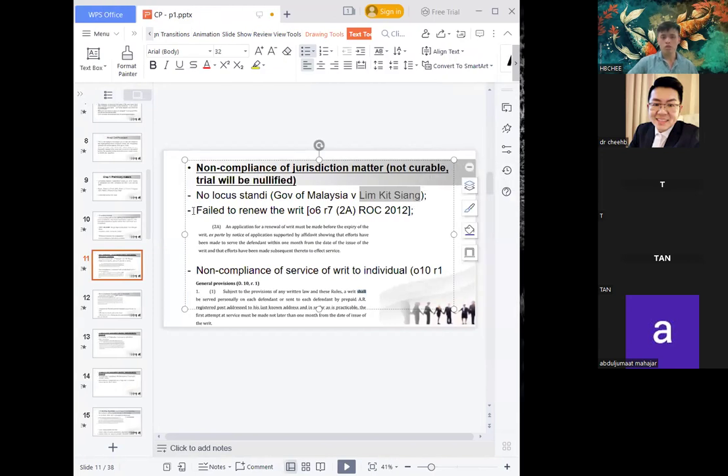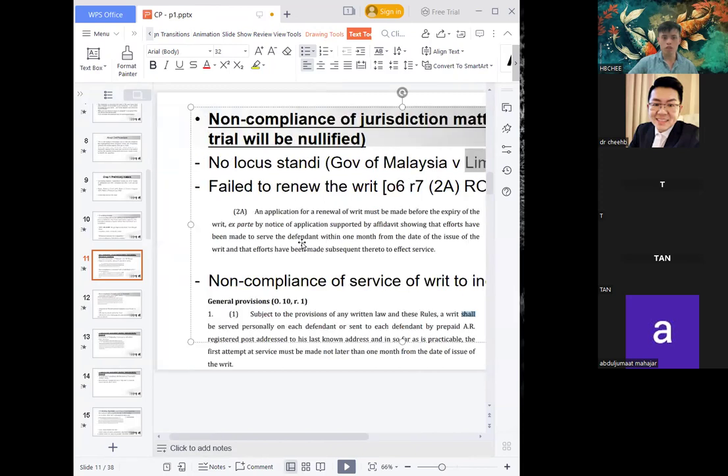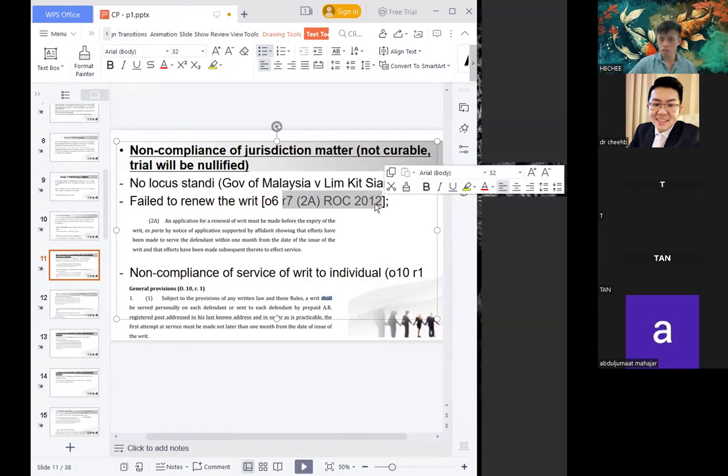Okay, the second issue is failure to renew the writ, because you can see from here the application to renew a writ must be made before the expiry of the writ. That means if you fail to do so, you never complied with the law, right? So your case will be thrown out. Are you all okay with this? So the rule will be Order 6, Rule 7, 2A of the Rules of Court.